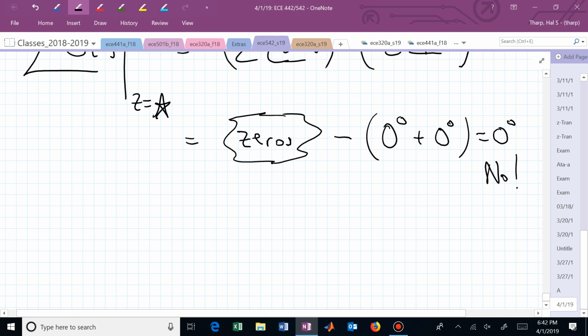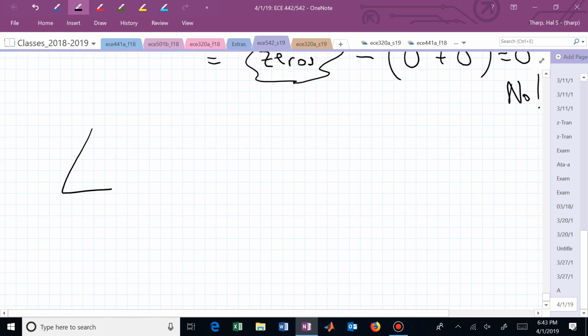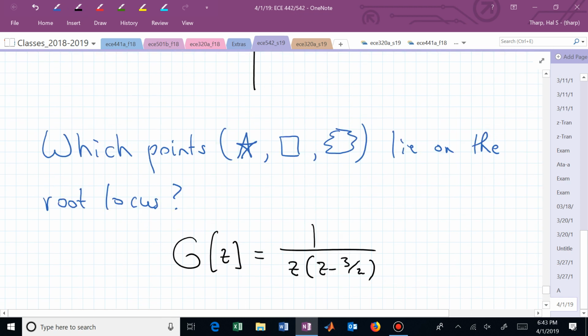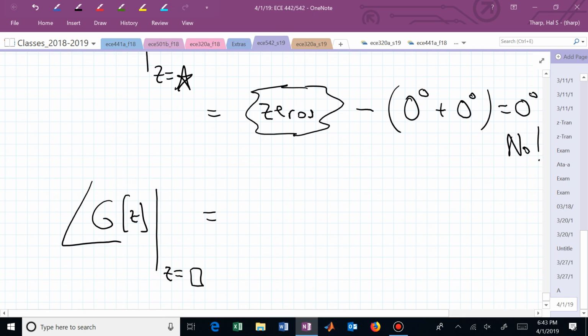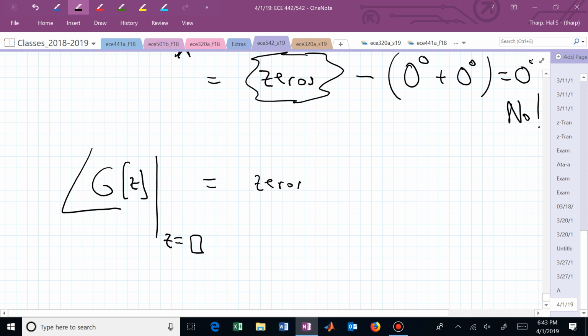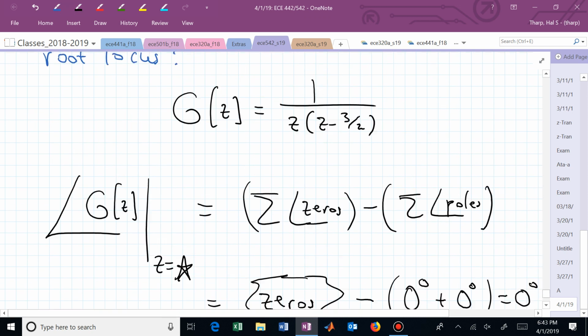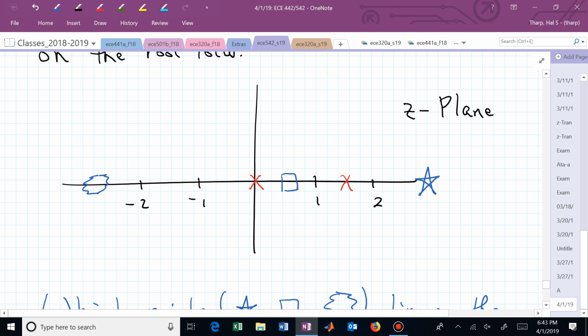So let's do that again. Let's look not at the star, but at G of Z when Z is equal to the box. What are the angles of the zeros? I still don't have any zeros, so that's nothing, but I'm going to leave the placeholder here just so that you know you do have to include that. Now this gets a little interesting. Now I'm standing at the pole at 3/2 on the X, and what angle do I need to look through to see the box?